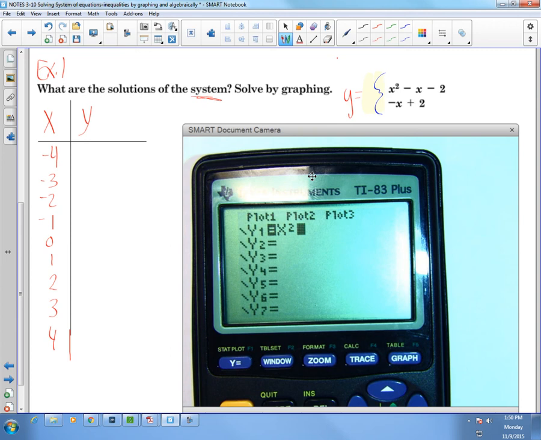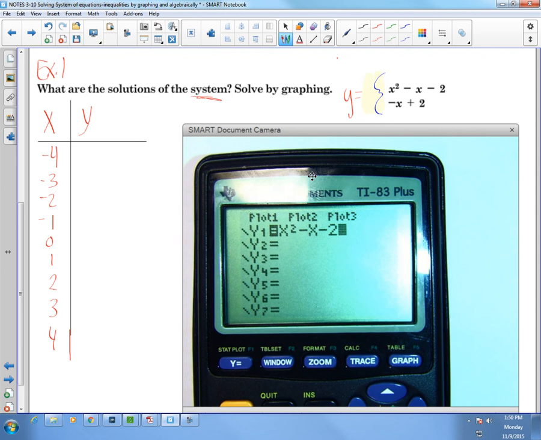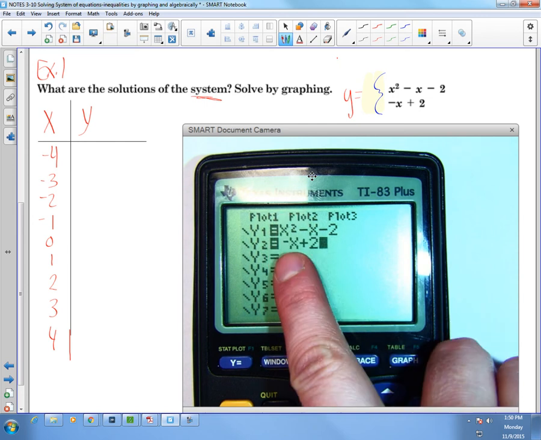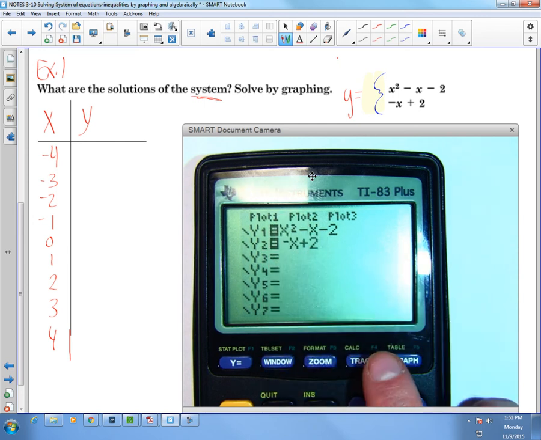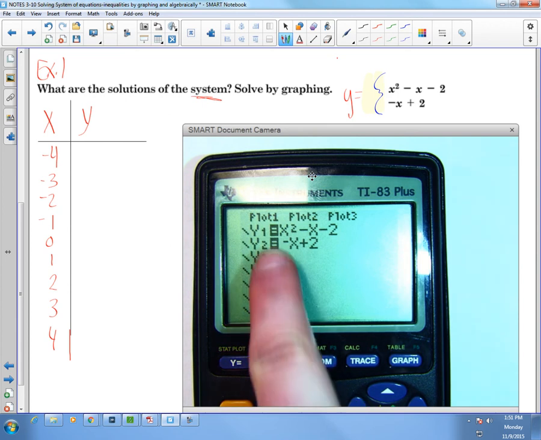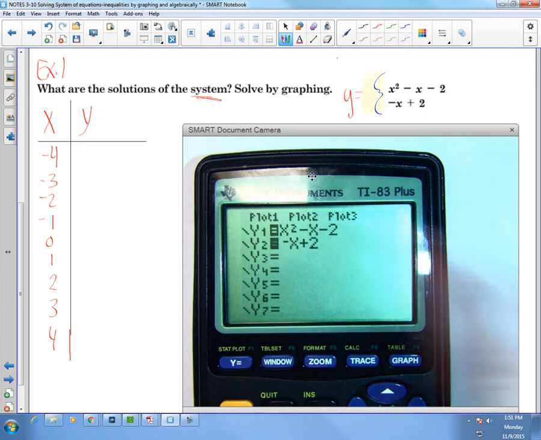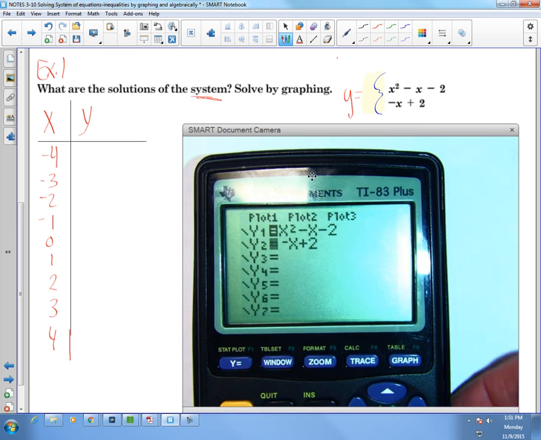So for y1, I want to type in x squared minus x minus 2. While I'm in the screen, I might as well type in y2, which is negative x plus 2. But see how both are highlighted right now? I only want to look at the y1. So I'm going to arrow over to y2's equal sign. Make sure my flashing cursor is on the y2's equal sign. If I push enter, it will deselect it. So I only have y1 highlighted right now.